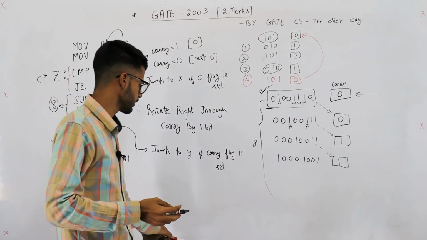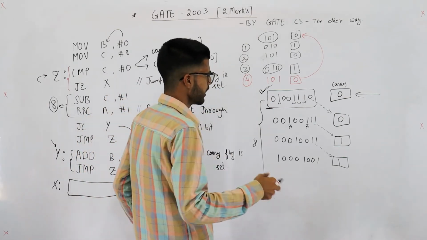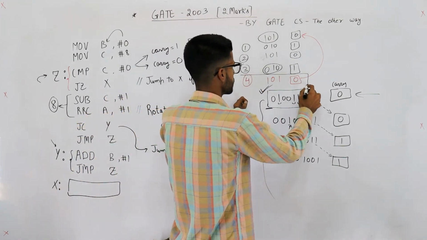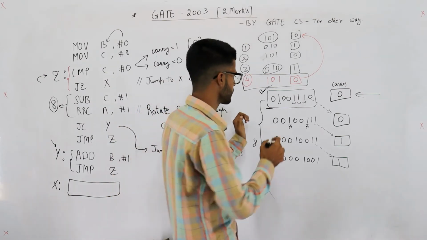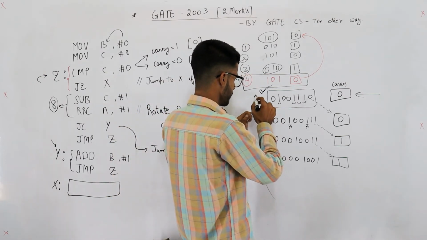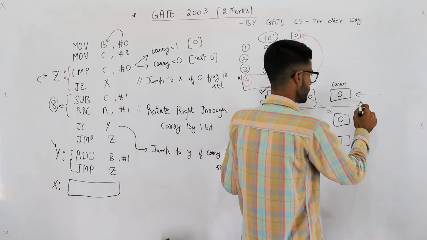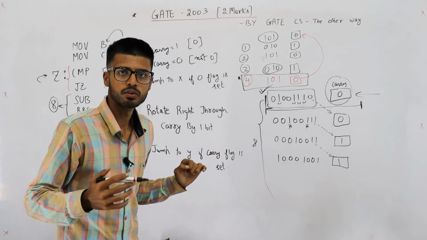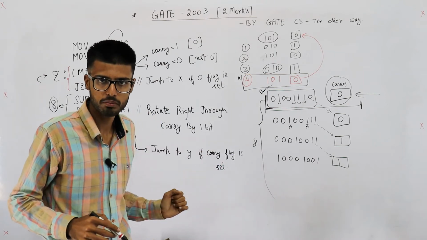So actually you don't need to do all this stuff. You don't need to take an example and then solve it and then find out that one rotation must be performed extra. You can simply guess it, because this number from here till here is a 9-bit number, including this carry. We get a 9-bit number. So in total 9 rotations of 1 bit must be performed to get the number back.